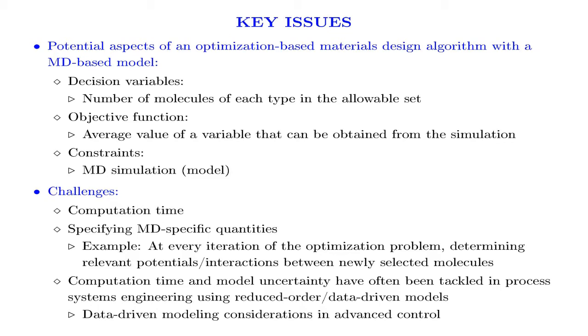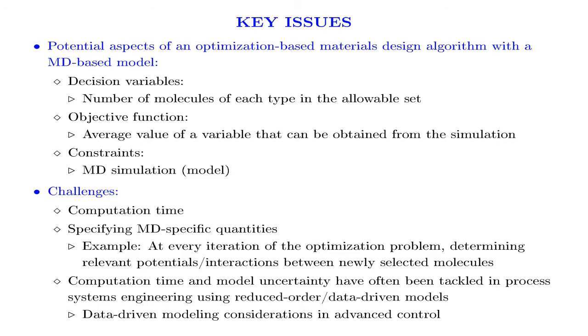For example, at every iteration of the optimization problem, there is a need to compute the relevant potential interactions between newly selected molecules. It's interesting that the challenges of both computation time and model uncertainty have been tackled in process systems engineering using reduced-order and data-driven models, for example. So in the remainder of this talk, we'll discuss some of our recent work focused on data-driven modeling considerations in advanced control.